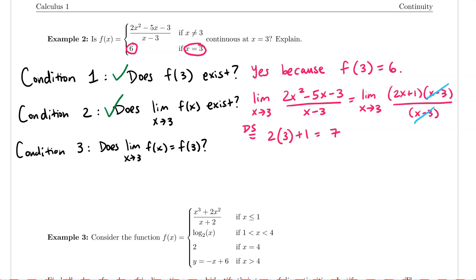Now the final condition says that the limit as x approaches 3 of f of x has to equal f of 3, and notice that we've calculated f of 3 and we've calculated the limit, and these are not equal to each other.